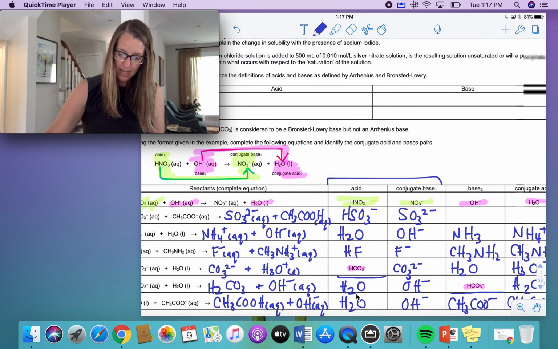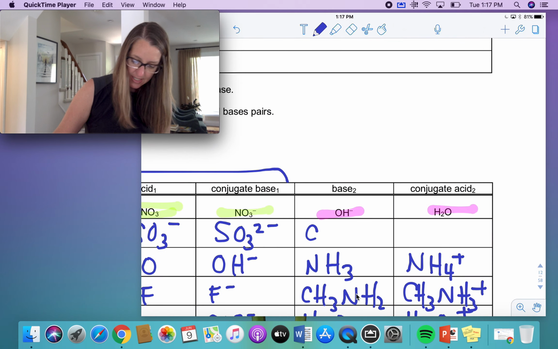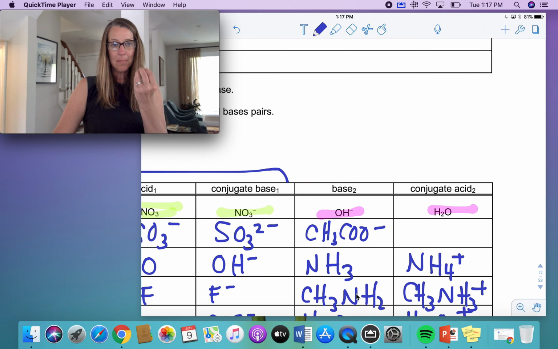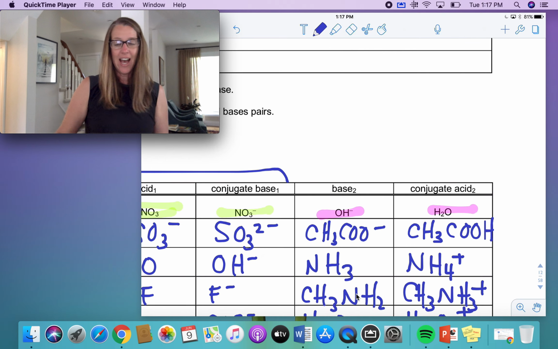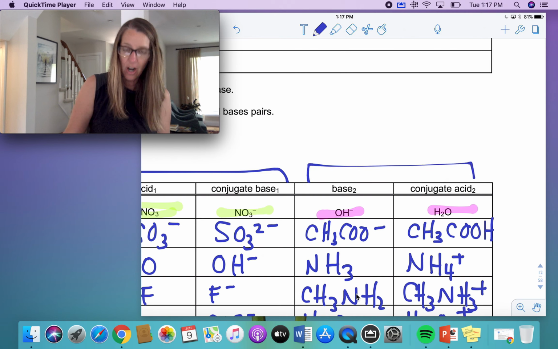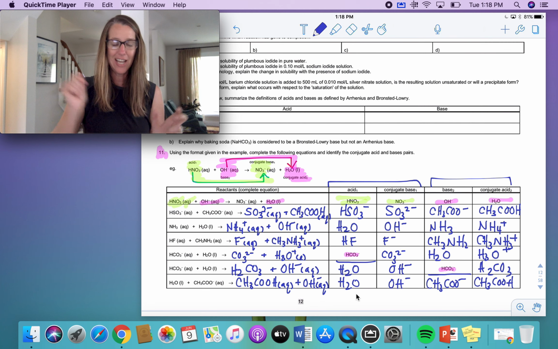Now you can see that what would be labeled as my base for the second one is the CH3COO negative. It acts like a base; it's a proton acceptor. It turns into CH3COOH, and that's what we call our conjugate acid. So those are also conjugate acid-base pairs. By definition, that is what it means to have a conjugate acid-base pair, and I'll leave it at that.